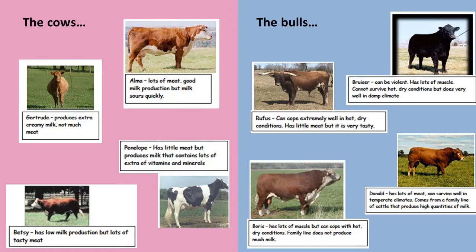Then we've got Donald. He has lots of meat, can survive well in temperate climates, comes from a family line of cattle that produce high quantities of milk. And lastly, Boris. He's a big boy, isn't he? He's got lots of muscle, but he can cope with hot and dry conditions, and his family line does not produce much milk.